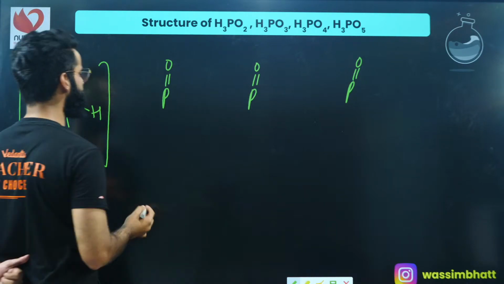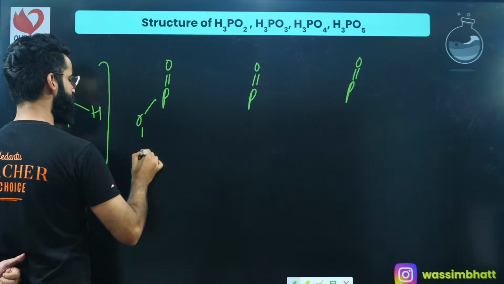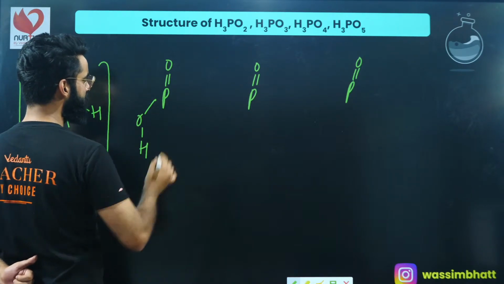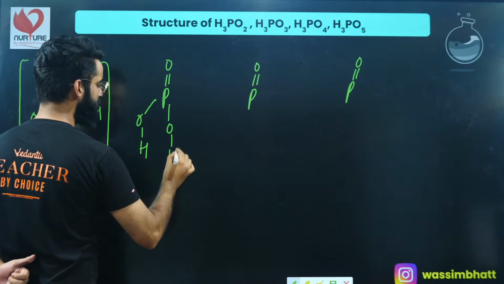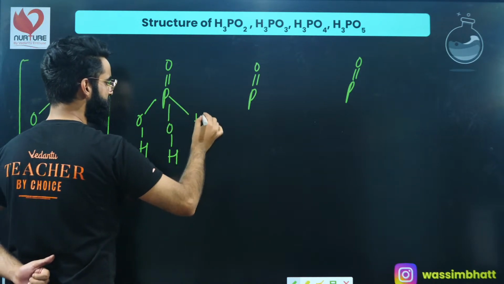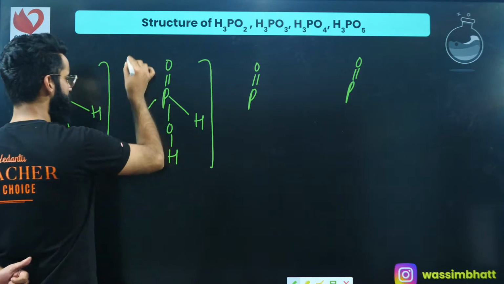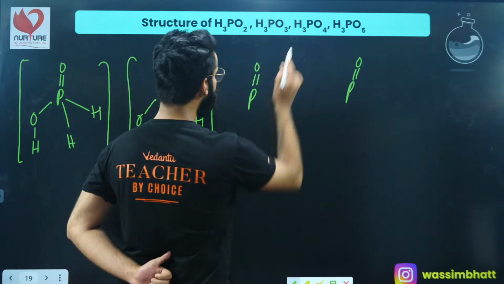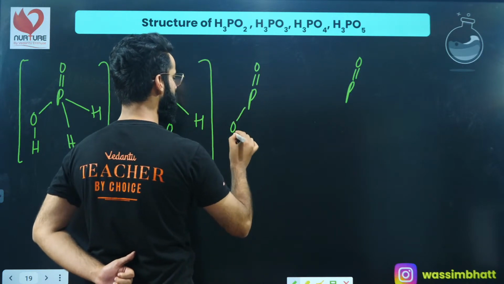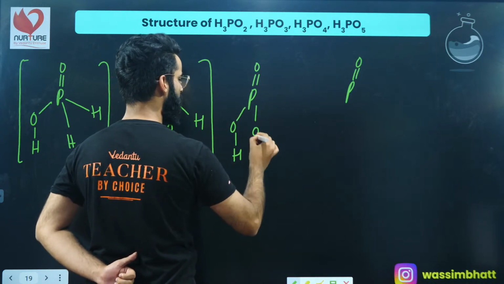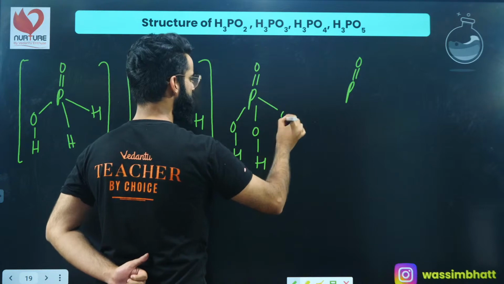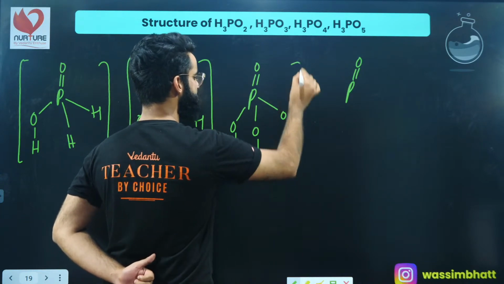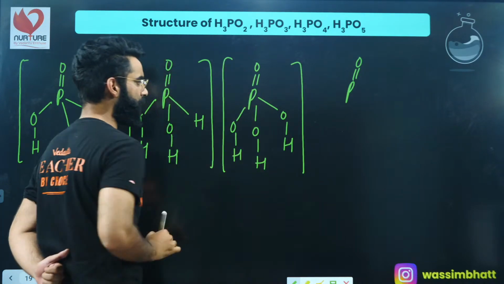Similarly, what about H3PO3? This is, for example, oxygen, this is hydrogen. Okay, this is oxygen, this is hydrogen. And this hydrogen is attached directly with phosphorus. This is the structure of your H3PO3. Similarly, if you look at the structure of H3PO4, this is oxygen, this hydrogen, this oxygen, this hydrogen, and this is oxygen, this is hydrogen. This is the structure of your H3PO4.